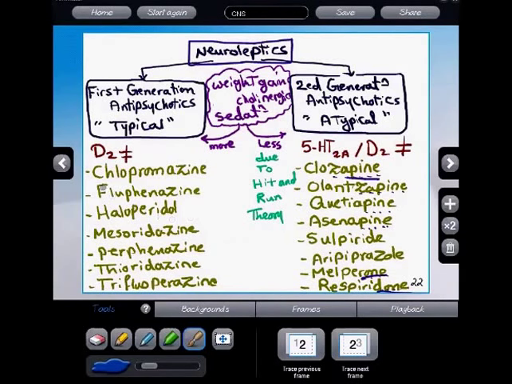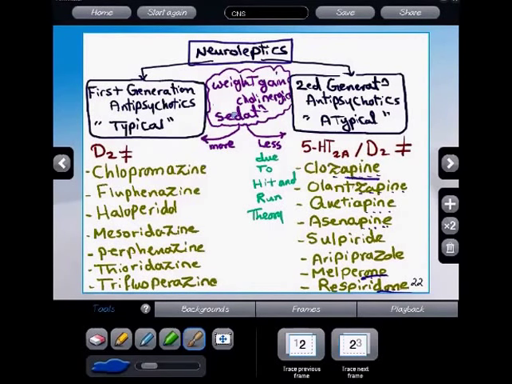Okay, these are dopaminergic blockers like chlorpromazine, fluphenazine, haloperidol, mesoridazine, perphenazine, thioridazine, and trifluoperazine. These drugs are called the dopaminergic blockers, the typical or first generation antipsychotics, and they have higher side effects, which are weight gain, cholinergic action, and sedation. Cholinergic effect and sedation. Okay?